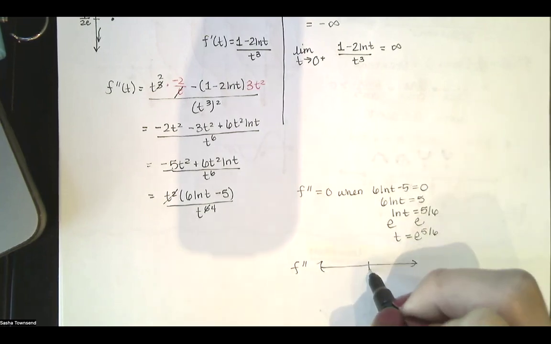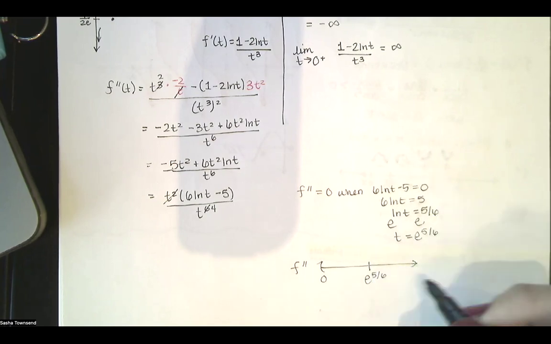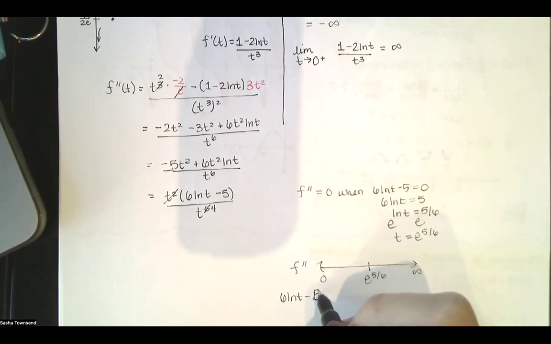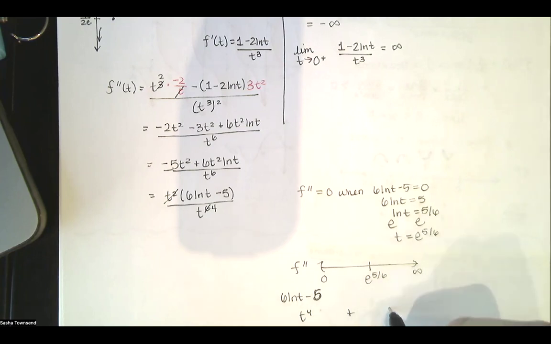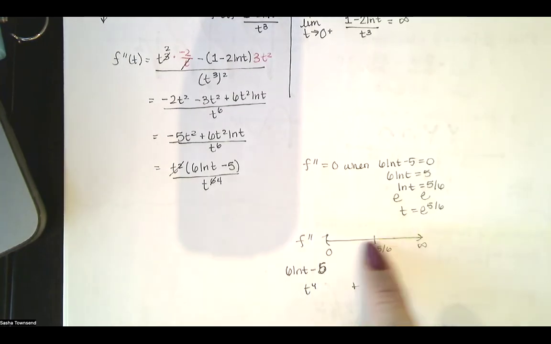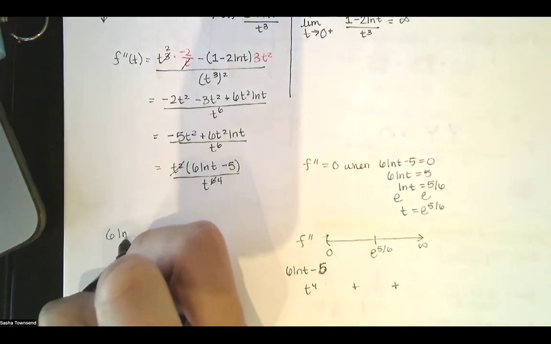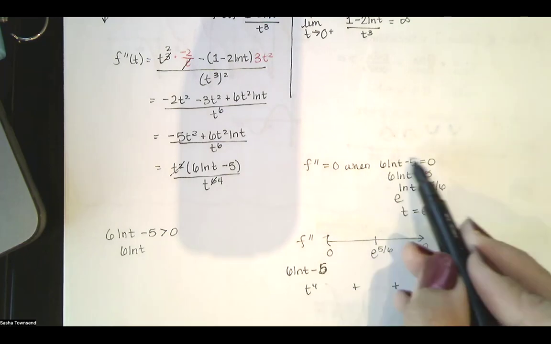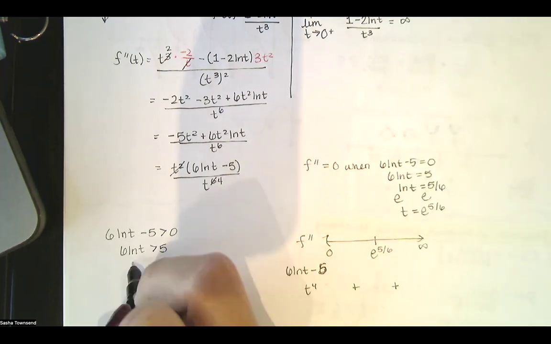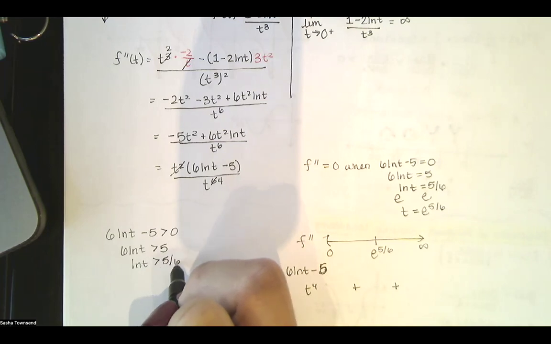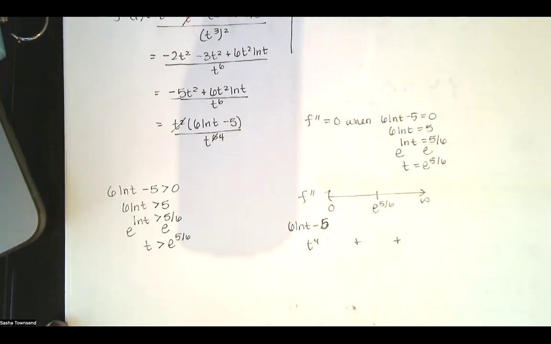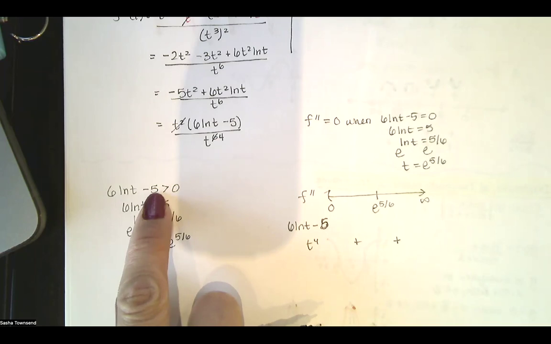We're interested in this function on the interval from 0 to infinity. So we really just need to look at this 6 natural log of t minus 5, because we know that t to the 4th is positive all the time, except for when it's 0, but on this interval where t is positive, t to the 4th is always positive. So we just need to figure out where 6 natural log of t minus 5 is greater than 0. Just solve that inequality in pretty much the same way that we solved this equation. Add 5 to both sides, divide both sides by 6, exponentiate, and we get t is greater than e to the 5/6. And when t is greater than e to the 5/6, that logarithm is greater than 0.